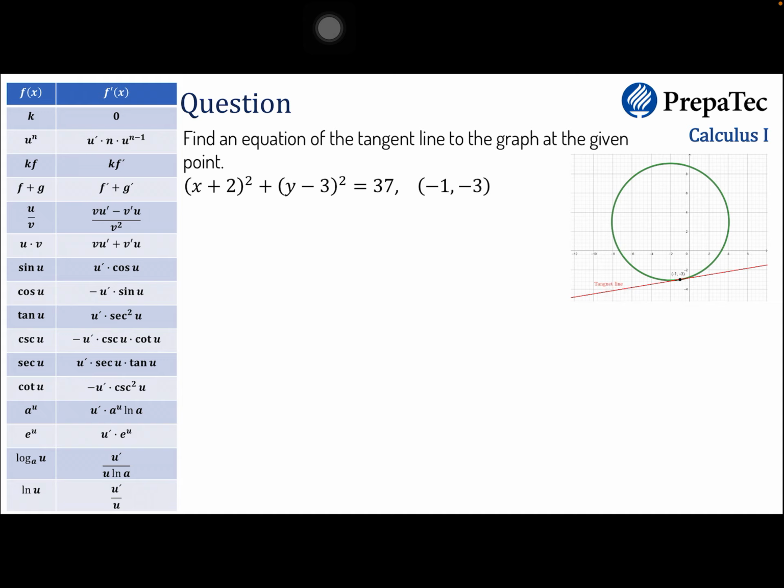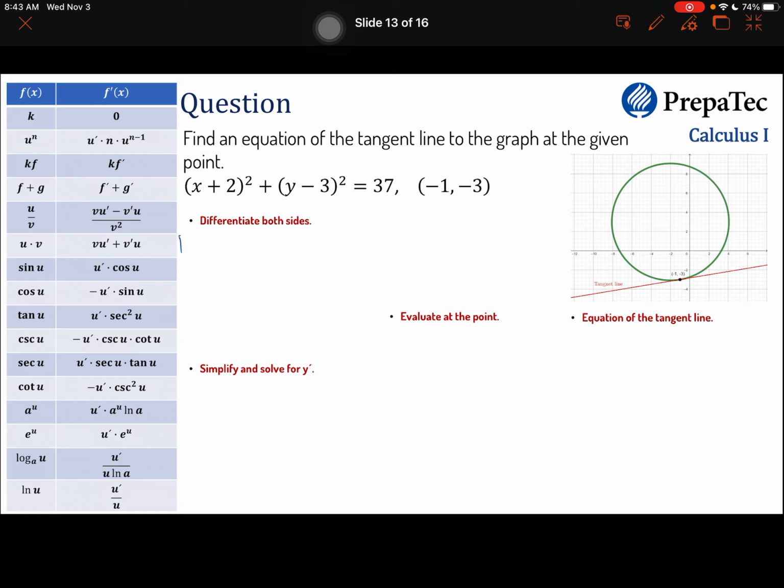The solution here has 4 parts. In the first part, you need to differentiate both sides. In the second part, you're going to simplify and solve for y prime, and then evaluate at the point, and this is going to give us the instantaneous rate of change, the slope of the line. Then we are going to find the equation of the tangent line. So let's start the solution here, just differentiating both sides.